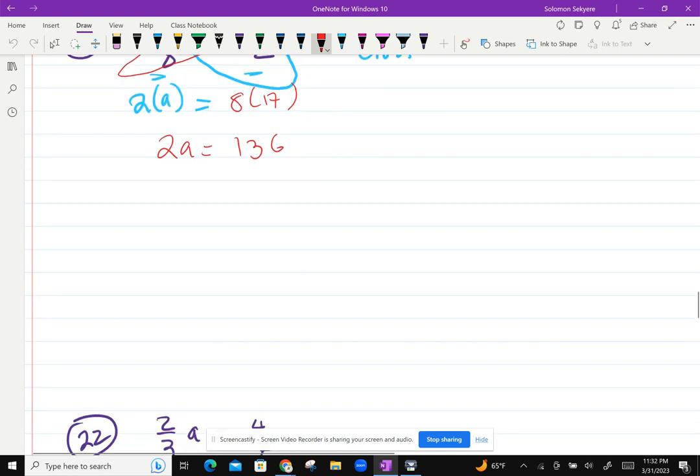Remember, we've done one-step equations. 2 times a number is 136. What's that number? What do you call this one here? That's your variable. What's the number that multiplies your variable? What's the name of it? Remember?